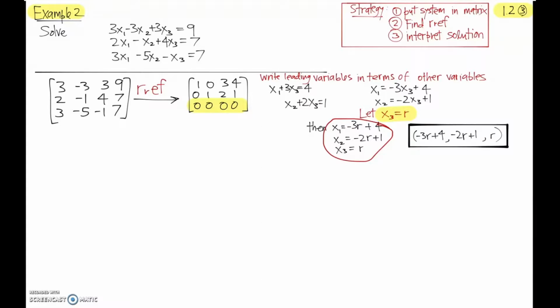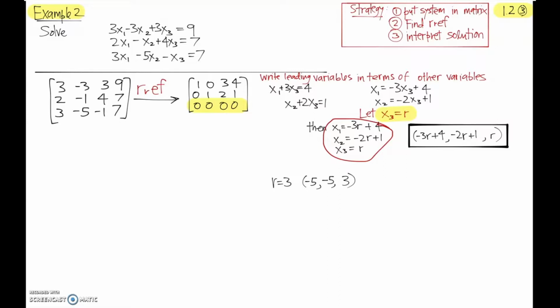I always like to do a little bit of a reality check. So let's let r equal 3. If r equaled 3, then the solution would be negative 3 times 3 is negative 9 plus 4, and that is negative 5. If r equals 3, then negative 2 times 3 is negative 6 plus 1, and that is negative 5 also. And if r equals 3, then that third element is just 3.